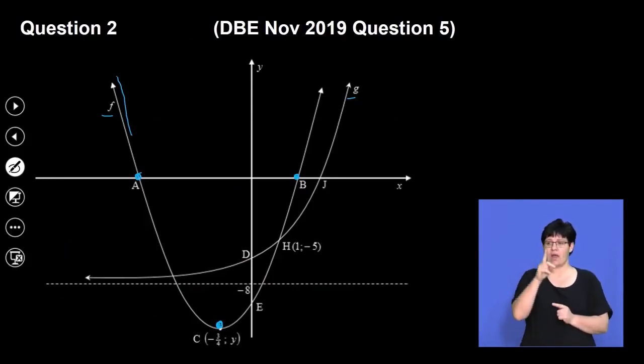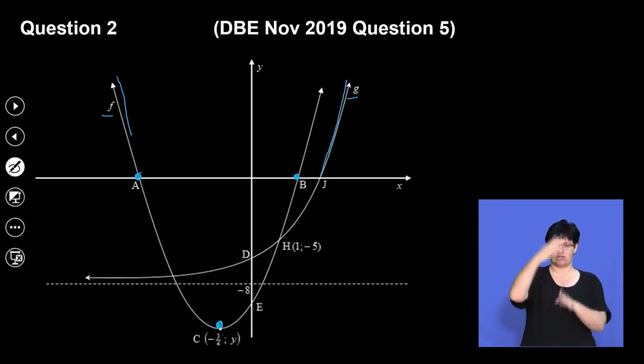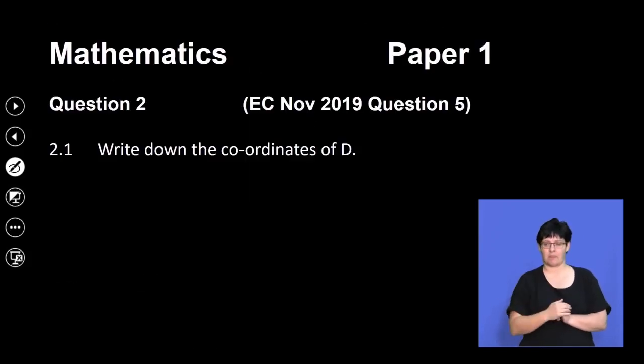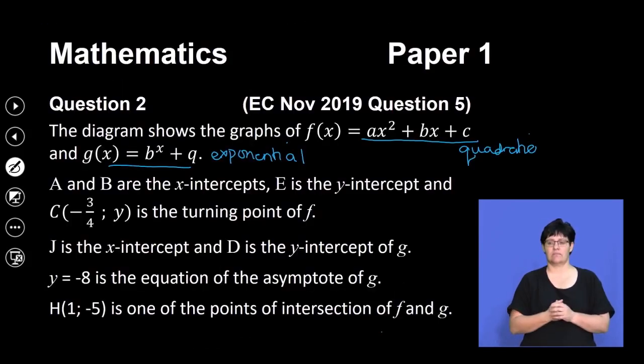So here we have g. G is this exponential function, and we can see J is the x-intercept, and D over here is the y-intercept. And let's not forget that D over there is also the y-intercept of the parabola. Sorry, I went forward instead of back. And y equals -8 is the equation of the asymptote of g.